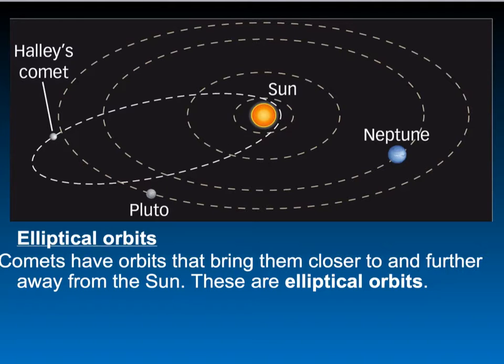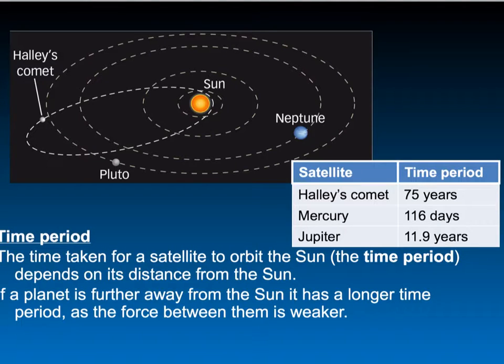Comets, however, are a little bit different because they have very elliptical orbits. That means that at some points they are much closer to the Sun than they are at others. Now, when the comet comes in close to the Sun, it will move a lot faster than it does when it's out here. Now that's because the gravitational force of attraction is much stronger when it is closer to the Sun. Okay? And we can relate that to planets as well.